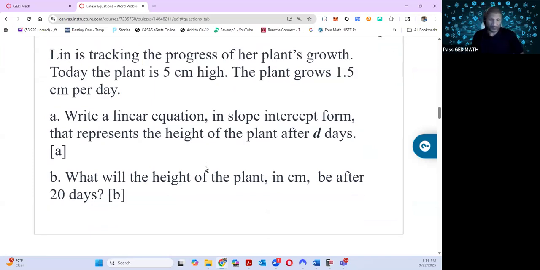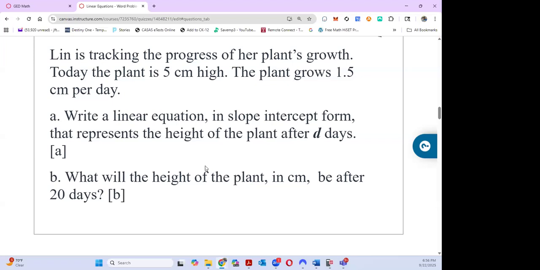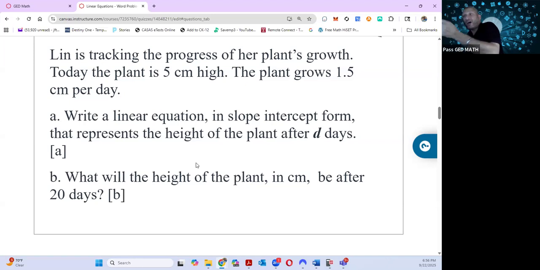Lynn is tracking the progress of her plant's growth. Today, the plant is 5 centimeters high. The plant grows 1.5 centimeters per day. Write a linear equation in slope-intercept form that represents the height of the plant after D days.